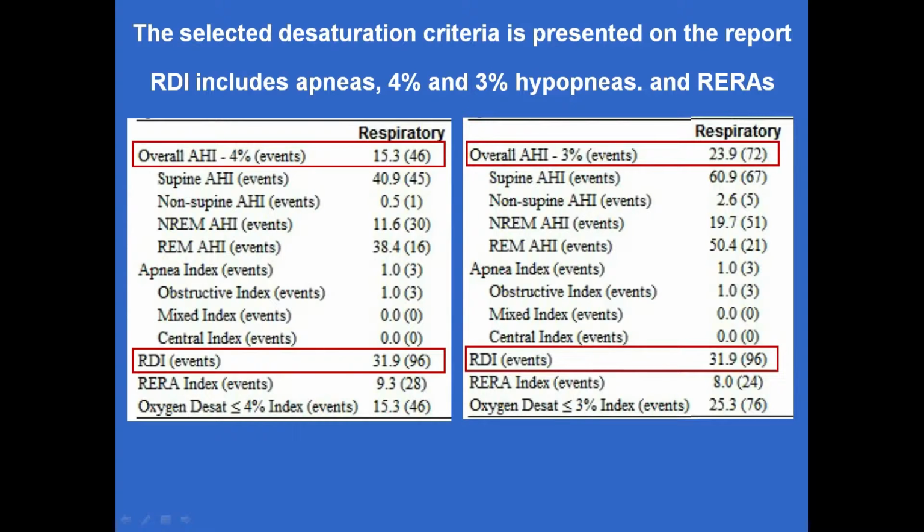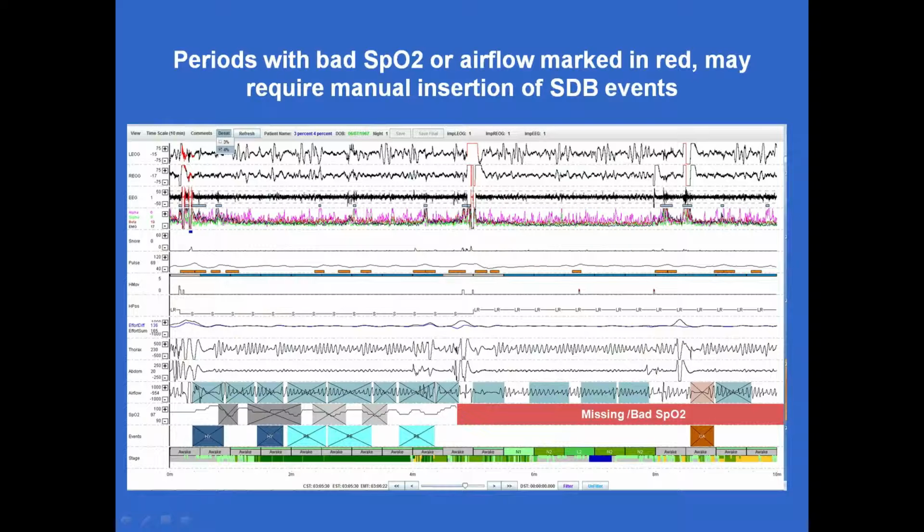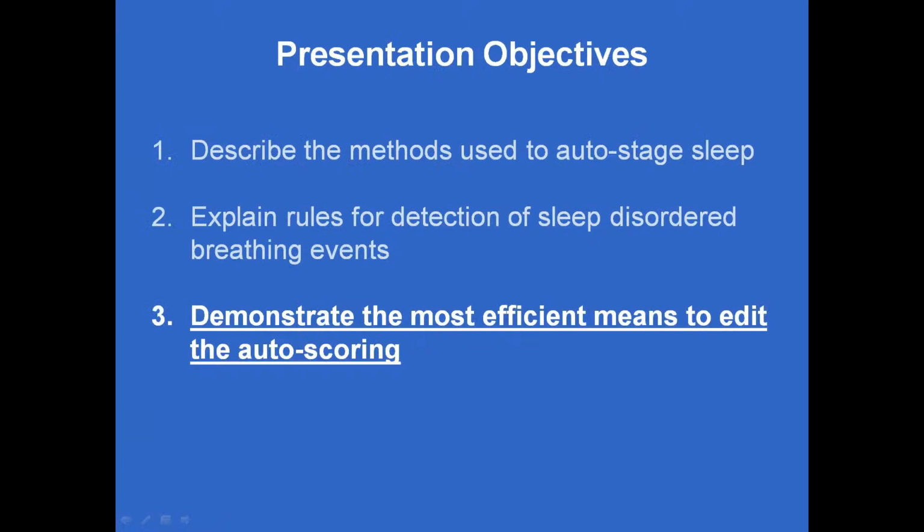The study report identifies whether a 4% or a 3% desaturation criteria is applied to the computation of the apnea-hypopnea index. The respiratory disturbance index includes apneas, both 4% and 3% hypopneas, and RERAs. Note a change in the desat criteria affects the AHI and the RERA indexes, but not the RDI. Finally, periods with bad or missing oximetry or airflow are marked to highlight the need for visual inspection. In the final section of this video, we will review the most efficient means to edit the auto-scoring.